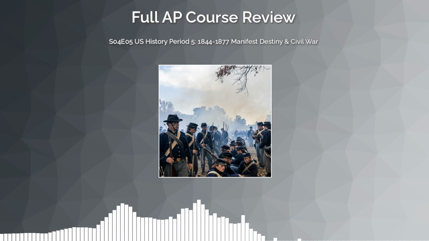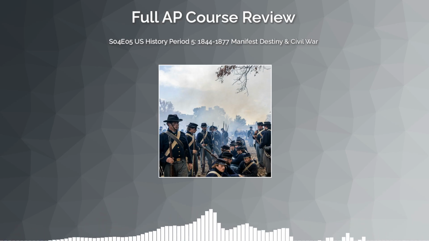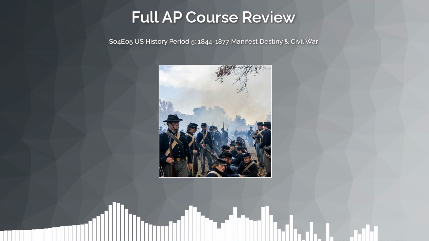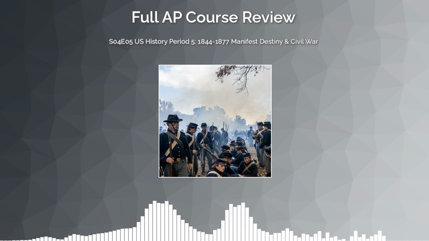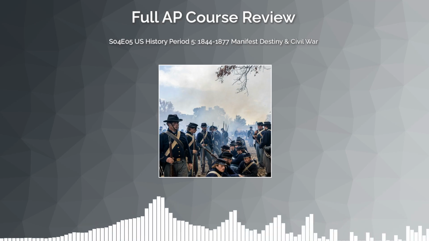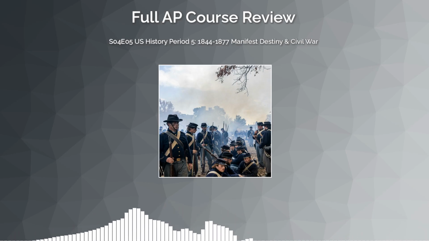The Seneca Falls Convention of 1848 and William Lloyd Garrison's fiery abolitionism both drew from the same well of moral urgency. But here's the twist that the AP loves to test. While reformers were preaching unity and moral progress nationally, the political system was doing the exact opposite, fracturing along sectional lines. The Compromise of 1850, the Kansas-Nebraska Act of 1854, bleeding Kansas. These events show a nation pulling itself apart.